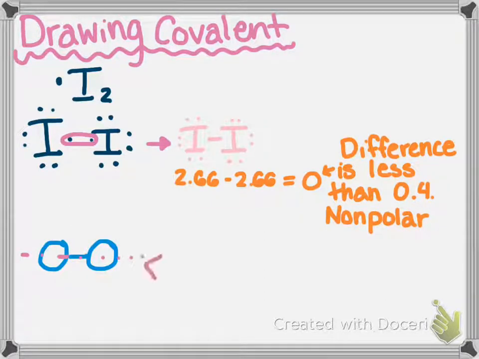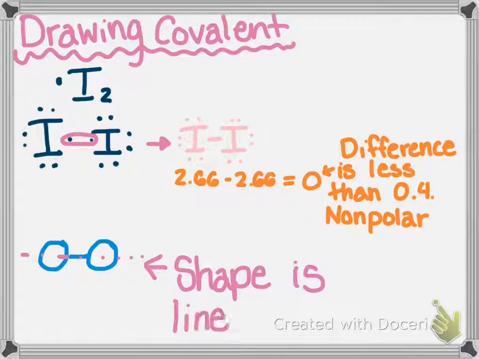If I were to make this in a model kit, it would look similar to this with both of our atoms on the same plane. So that means our shape is going to be linear. We have no polarity, and there's no symmetry found.